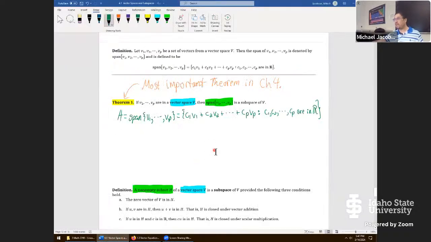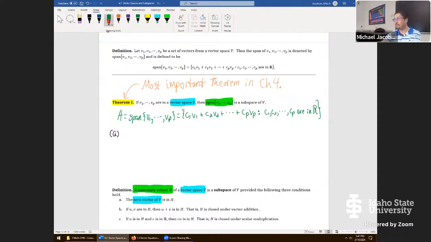It just looks way more abstract because we don't know what the vector space V is. It could be a functional space, a polynomial space, or maybe it's R3. We have no idea. But the span always looks the same. It's a set of all linear combinations. So for part A, we have to show that the zero vector of V is in H, which means we need to produce it somehow, some way.